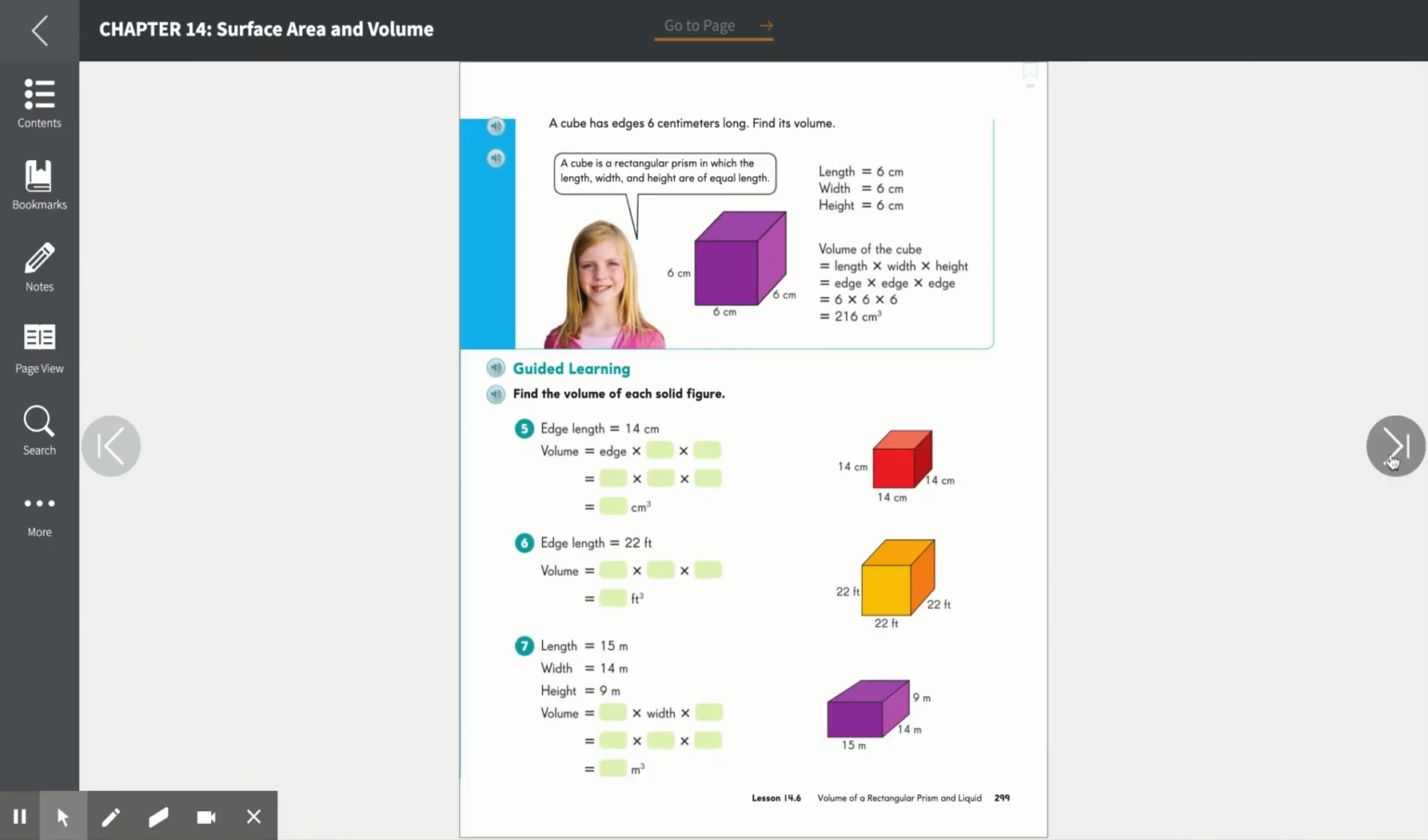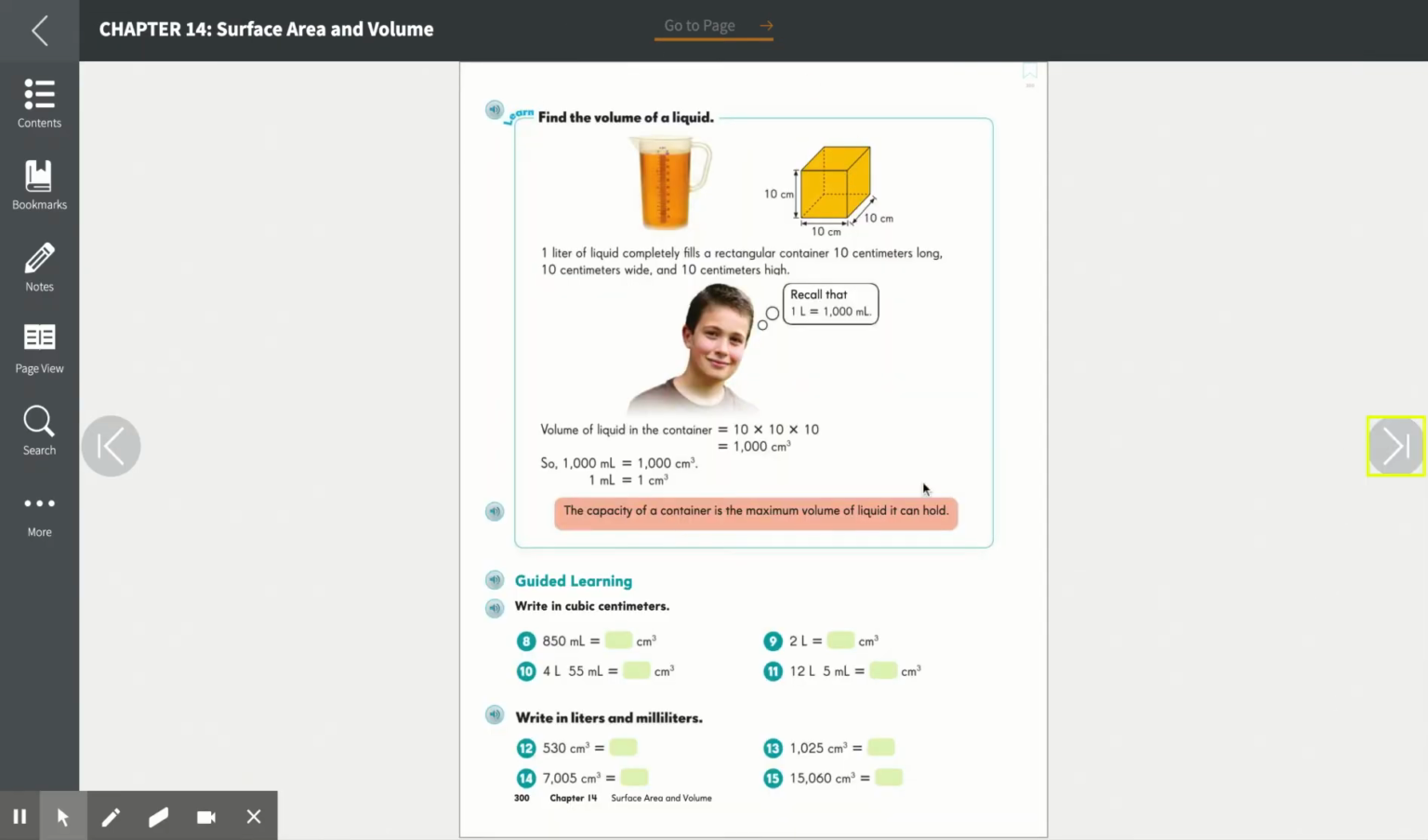We're going to skip the guided learning because you'll be doing that with your IXL, and we'll go to this next learn section. So finding the volume of a liquid. 1 liter of liquid completely fills a rectangular container, 10 centimeters long, 10 centimeters wide, and 10 centimeters high. And we can recall that 1 liter equals 1,000 milliliters. So the volume of the liquid in the container is 10 times 10 times 10, which is 1,000 centimeters cubed. So 1,000 milliliters is 1,000 centimeters cubed. 1 milliliter equals 1 centimeter cubed. The capacity of a container is the maximum volume of liquid it can hold.